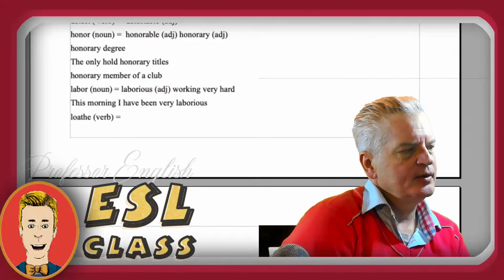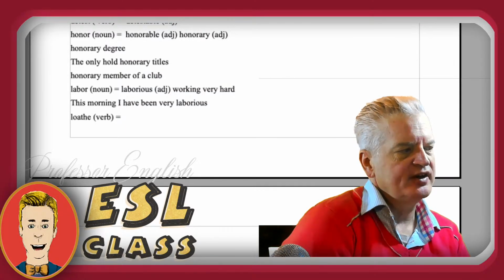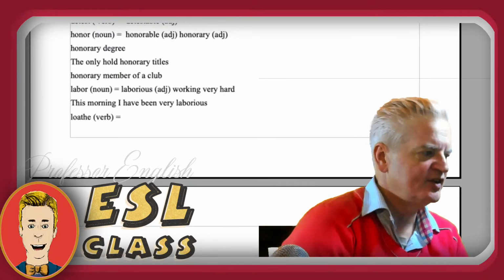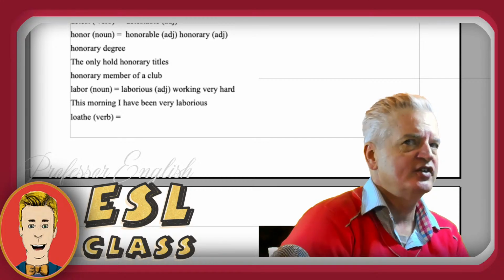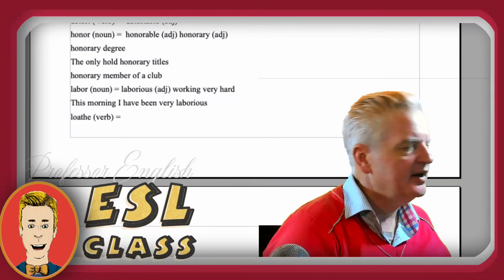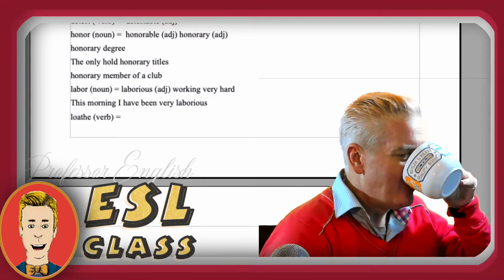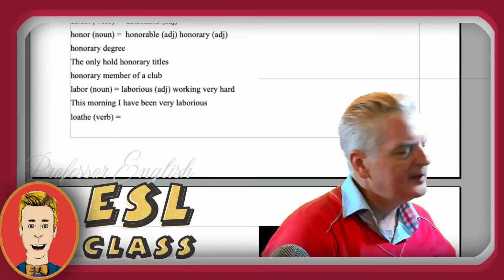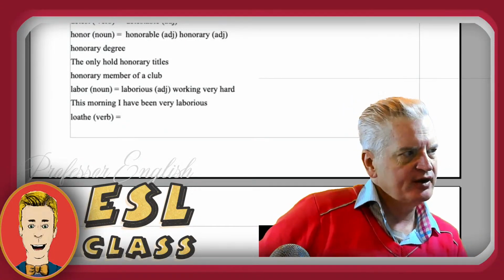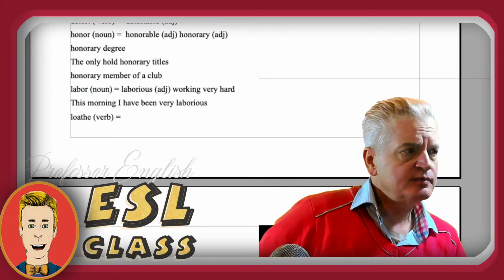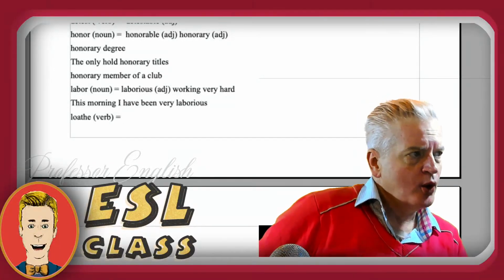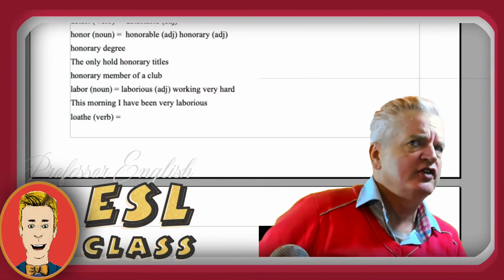Namgyen says, oh, is laborious like hardworking and productive? Yes, that's exactly what it is. So if you're a laborious person, you're productive, you're hardworking, something like that. Something to do with work, doing a lot of work. So this word loathe, it's a very strong word for hate.